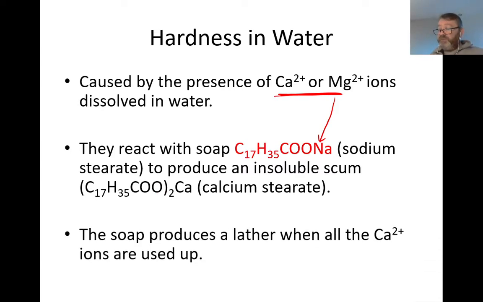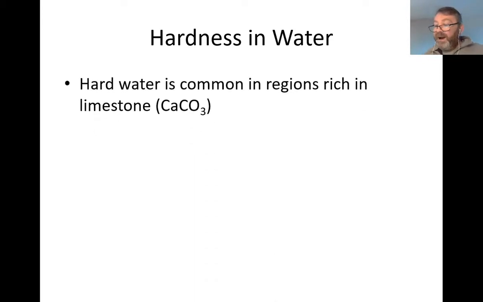The soap produces a lather then when all the calcium ions are used up. So really what the soap is doing is removing the calcium from the hard water, forming a scum which floats on the top, and when all the calcium is gone, only then will the soap begin to do what it was designed to do, and that is give you a lather and start to clean things. Hard water is common in regions which are rich in limestone.